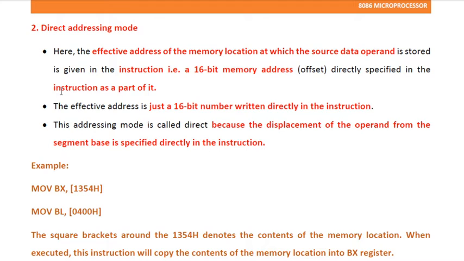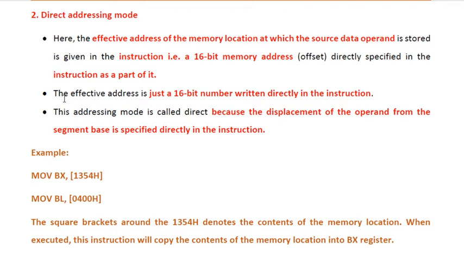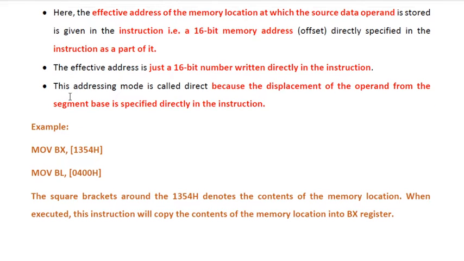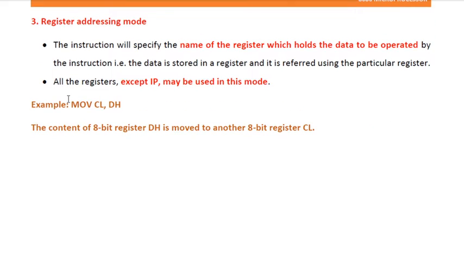Here the square brackets around the values 1354h and 0400h denote the content of the memory location. So when this particular instruction is executed, it will copy the content of the memory location into the register BX. So this is what direct addressing mode is all about. Direct addressing mode specifies the effective address of the memory location at which the source data operand is present directly in the instruction itself as a 16-bit number.